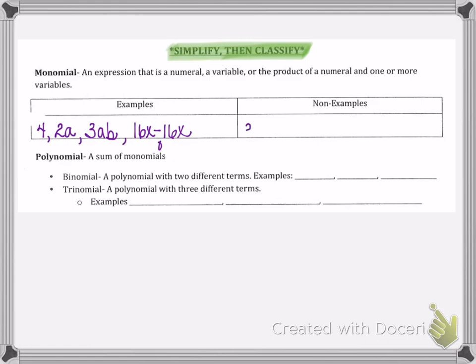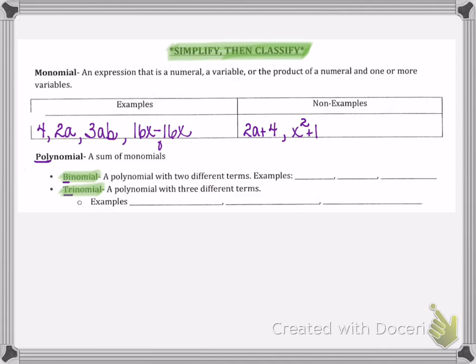Non-examples would be something that is more than one term. So like 2a plus 4, that's 2 terms, that's not a monomial. x squared plus 1, not a monomial. A polynomial, poly the prefix meaning many, is a sum of monomials. Binomial is when we have a polynomial with 2 different terms, the prefix bi meaning 2. Trinomial, the prefix tri meaning 3, is a polynomial with 3 different terms.